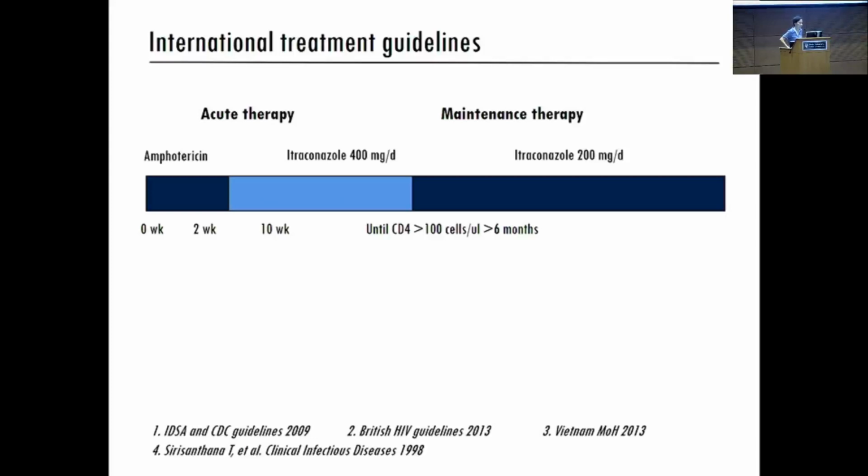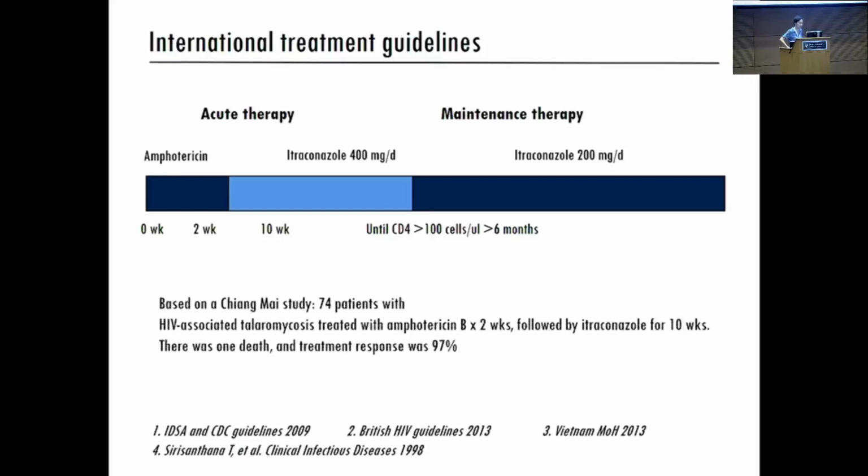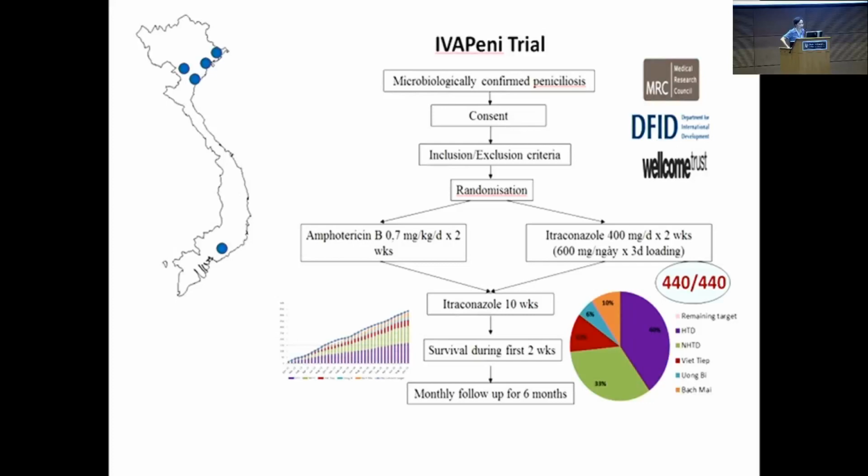Quickly going through treatment. International guidelines recommend treatment with amphotericin B for 2 weeks, followed by itraconazole. That guideline was based on one non-comparative study done 20 years ago in Thailand in 74 patients, and they found treatment response was 97%. In Vietnam, as you remember, 60% of our patients were treated with itraconazole, and in large case series in the region, there's no difference in mortality or clinical outcome. That's why we did this study, because if we can treat this with itraconazole, we could treat many more patients without hospitalization and side effects.